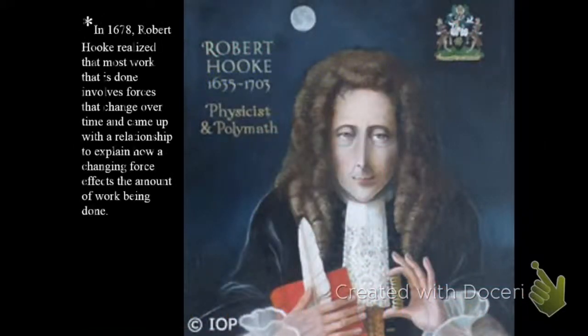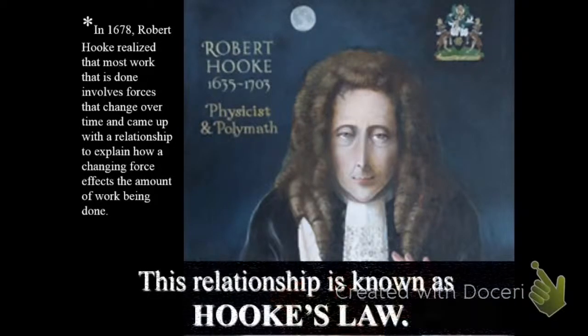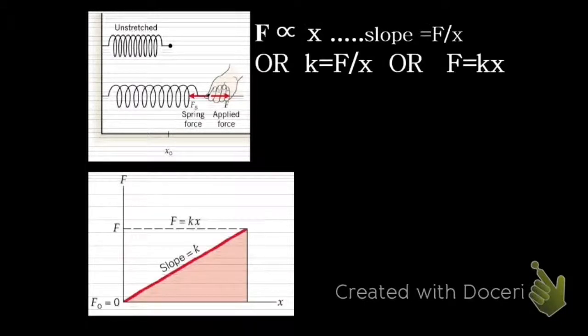Now so far this year, all of the stuff that we've been looking at has been constant acceleration, constant forces, and things like that. Robert Hooke realized that a lot of work done involves forces that are changing over time, and he came up with a relationship to describe that. This relationship is known as Hooke's law. We're going to look at a very specific example of it. If you get deeper into physics, you can go deeper. But what we're going to look at is springs.